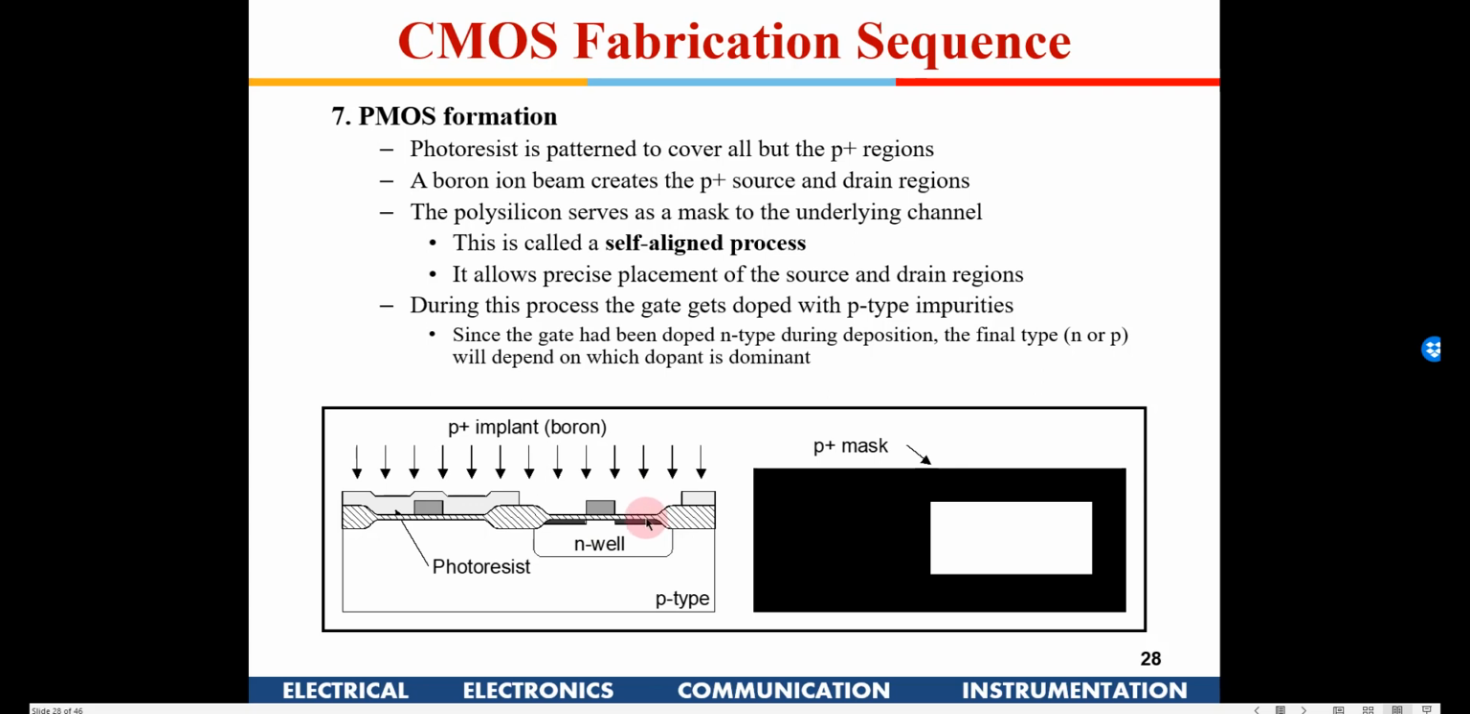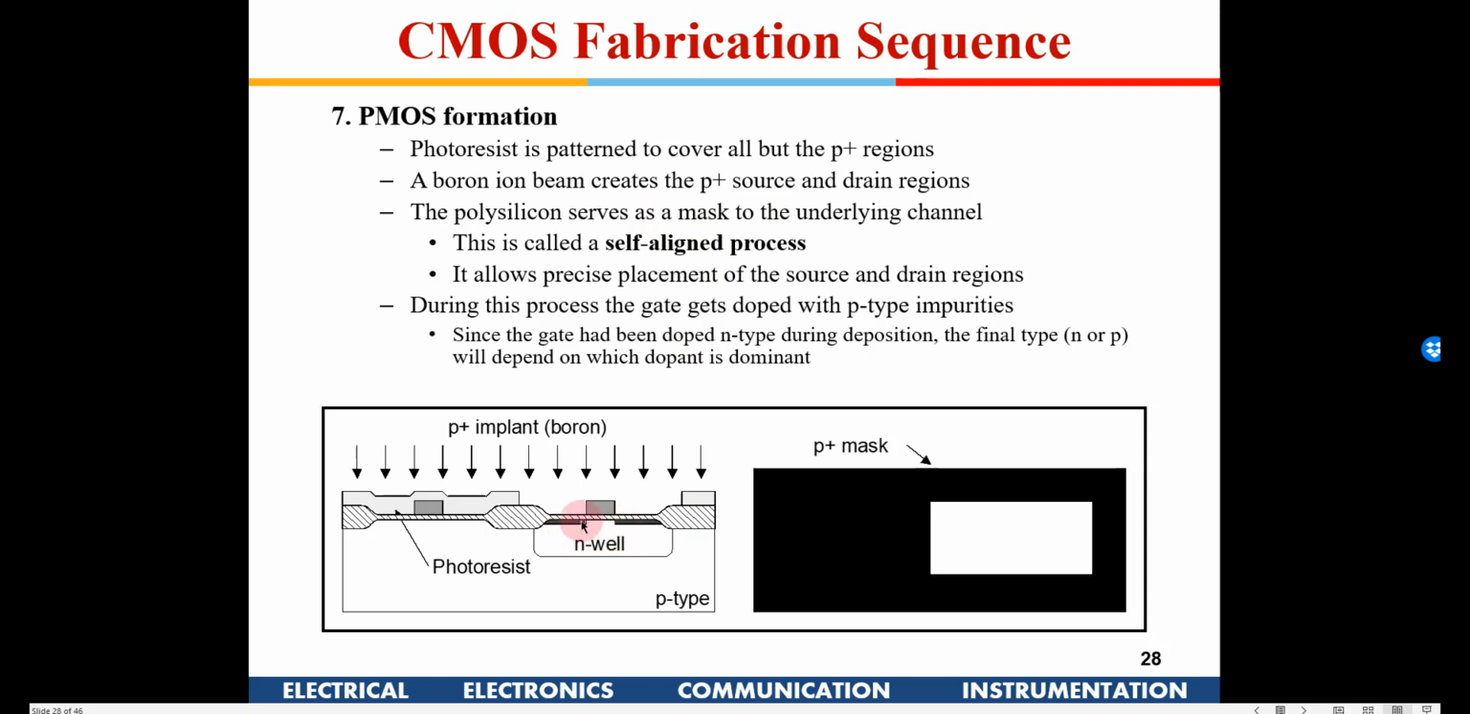So now this will become P source and drain, right. So this is known as a P plus mask. So one more mask has been used here. It is a self aligned process, okay.